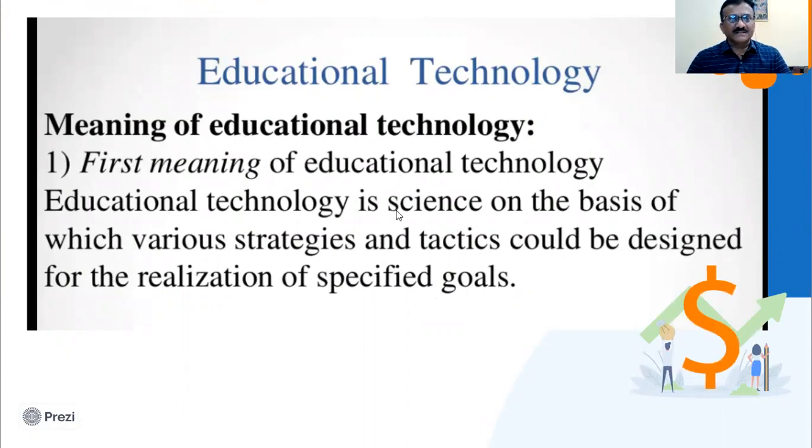The first meaning of the education technology is based on that of the science, in which various strategies and tactics could be designed for the realization of the specified goals. As we have said, science is always a systematized body of knowledge. It has its own ways and procedures to follow for the observation of the task and for the verification of the task, which should meet whatever goal is set.